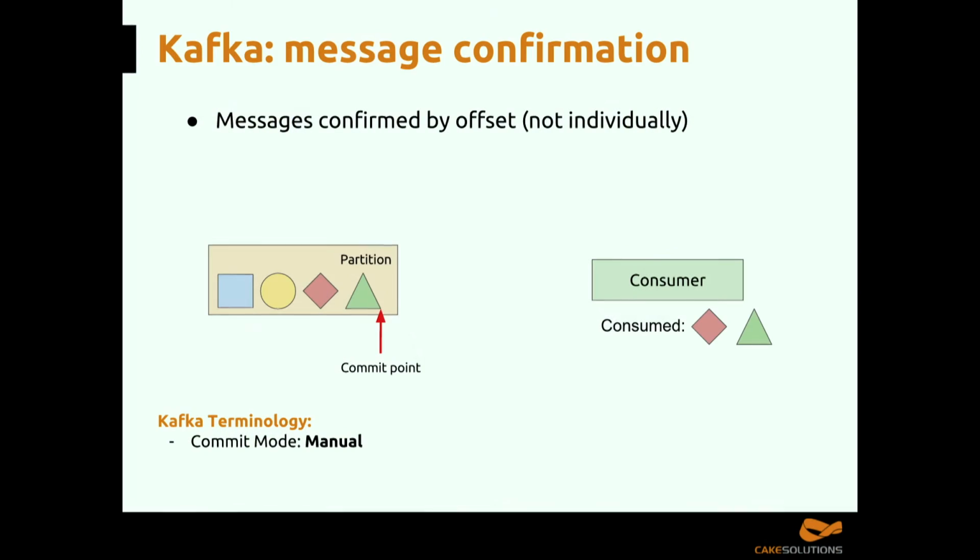Something to keep in mind about the confirmation mechanism is that it's not done on an individual message-by-message basis. Instead, a commit point marker is moved in the Kafka partition, which is tracked for each consumer. For example, here we have a consumer that has read a first batch of 2 messages from the Kafka partition. When the consumer wants to confirm the delivery of this batch of messages, the commit point is then moved to the correct offset, and that's maintained on the Kafka side.